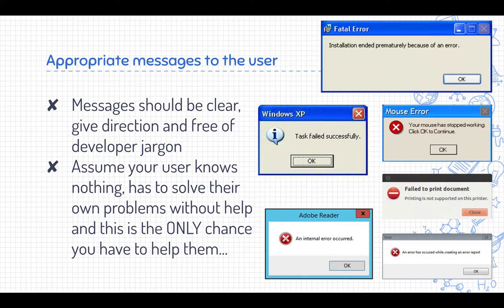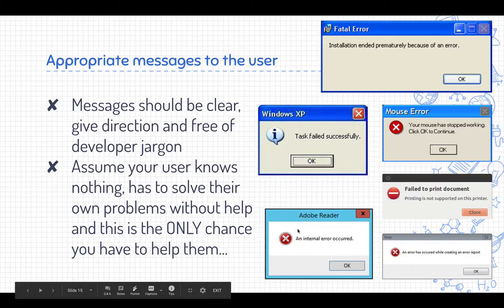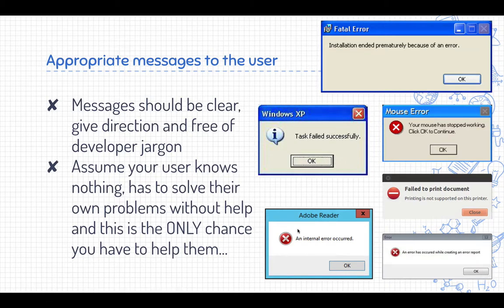This is a big one. In talking about should be able to be used by a range of people, your messages to your user should be clear, give direction, and free of jargon. This is my favorite. You've probably seen this message before. An internal error occurred. As a person in IT, I don't really even know what that means. I'm like, cool, story, bro. Amazing. Like, very helpful. What does that mean? I don't really know. So you should really be really considerate when giving messages back to your user.